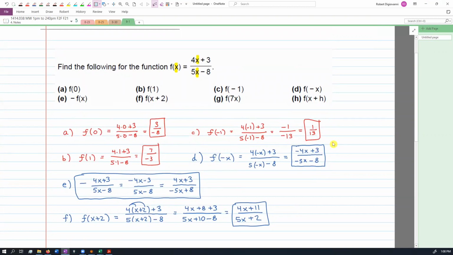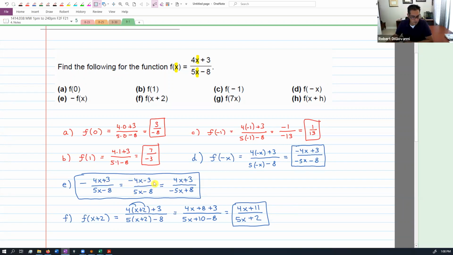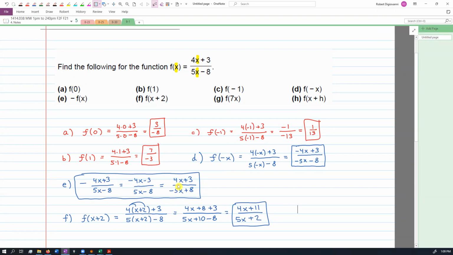I have a question about E. Is there a reason why we have 4x plus 3 as the answer and not negative 4x minus 3? Wait, on E? Yeah, for the final answer. Right here. Because didn't we flip all the signs? So why did the signs on the numerator flip back for the answer? Okay, so this goes back to, all right. Oh, never mind, I see. You sure? Yep. I'm going to write it down anyway.